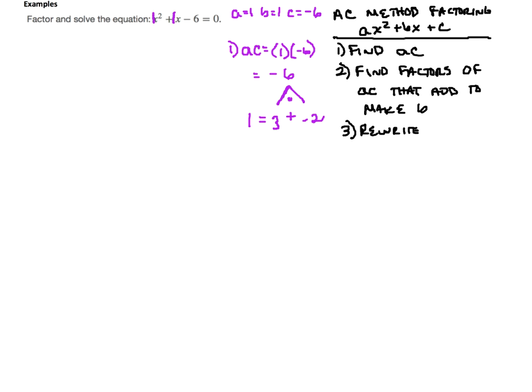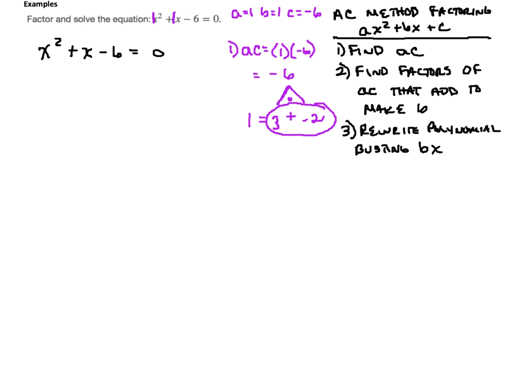And that's rewrite the polynomial, in this case a trinomial, busting the BX. So here's what it looks like. We started out with x squared plus x minus 6 equals 0. I'm not going to write plus x on the inside. I'm actually going to take these two factors that I found and bust this term up. And this is what that looks like.